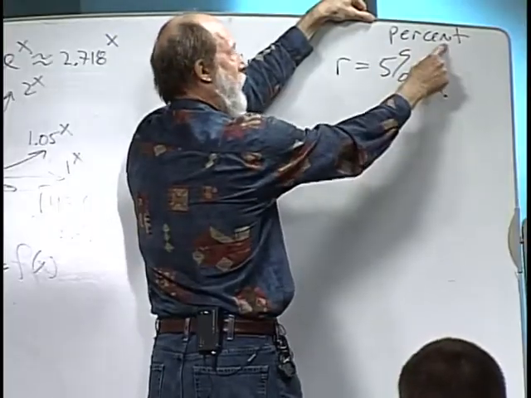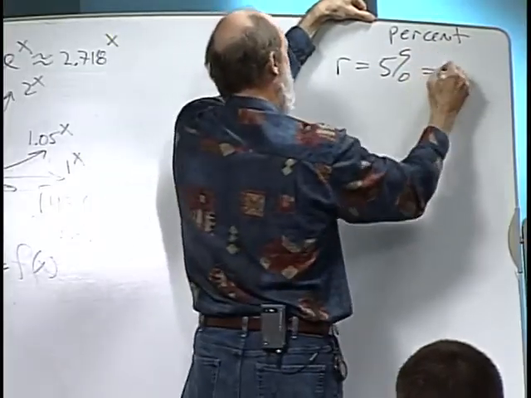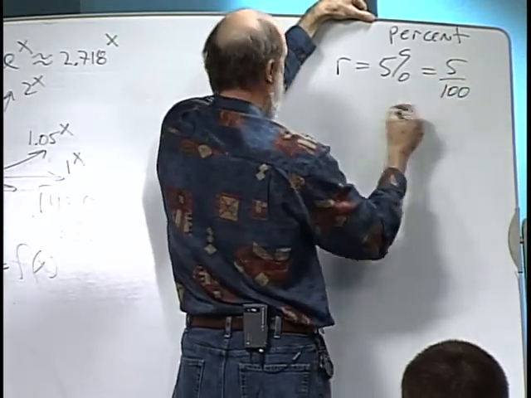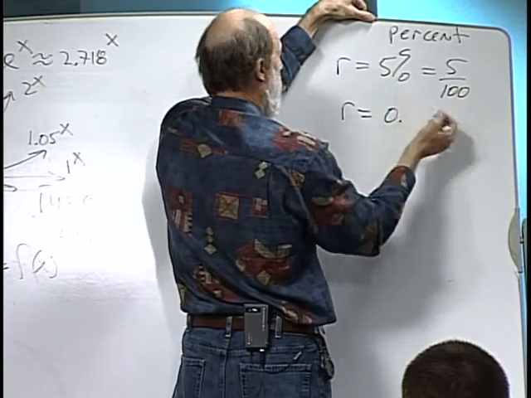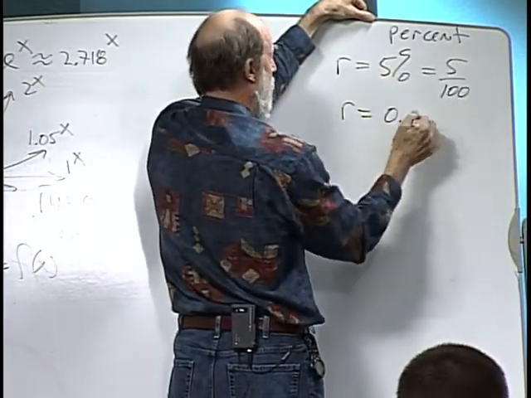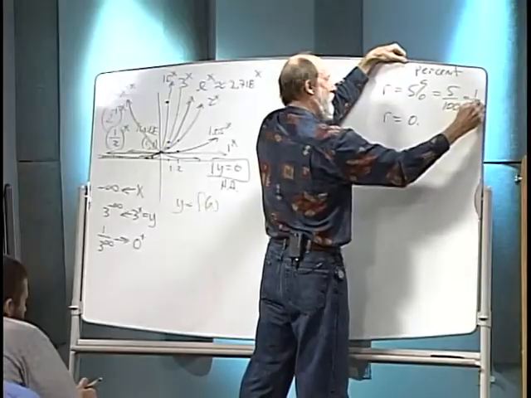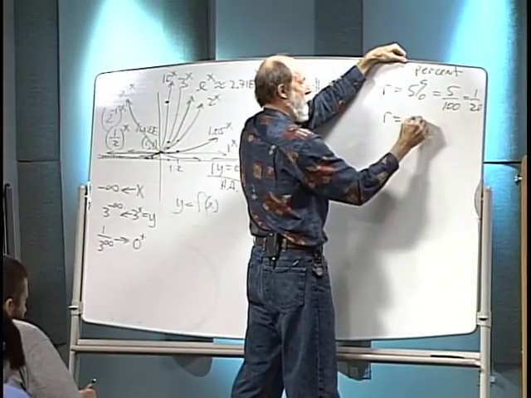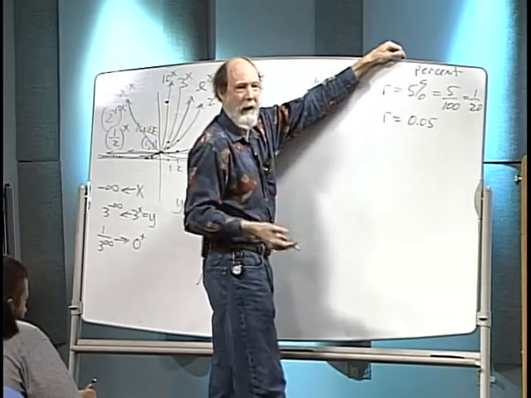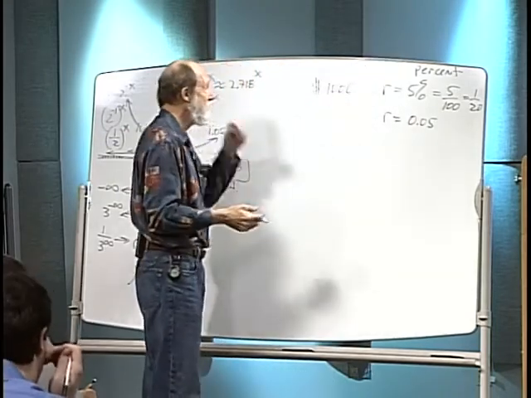That means per 100. So that's 5 per 100. As a decimal, if you do your division there, these are all equivalent. 5% is 5/100ths. That reduces to 1/20th. 20 into 1 goes 0.05. We all know that. Just a quick review.